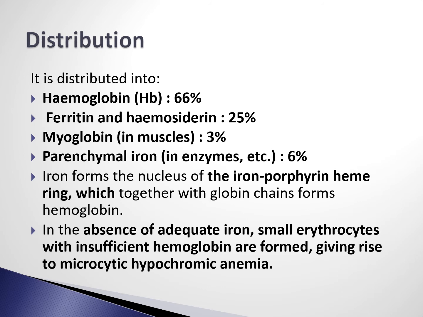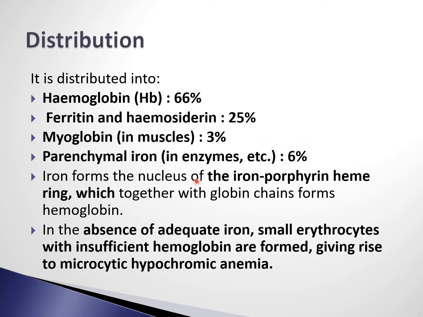Now how is this iron distributed in the body? Almost 66% of iron is present in hemoglobin, whereas 25% of iron is stored as ferritin and hemosiderin. 3% is stored as myoglobin in muscles, and there is parenchymal iron, which constitutes 6%.